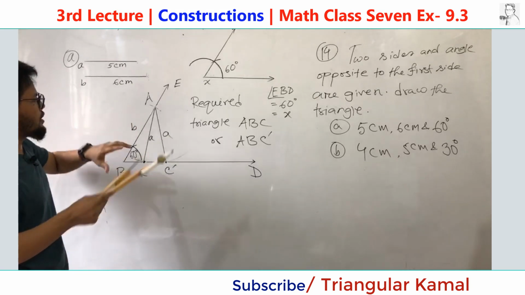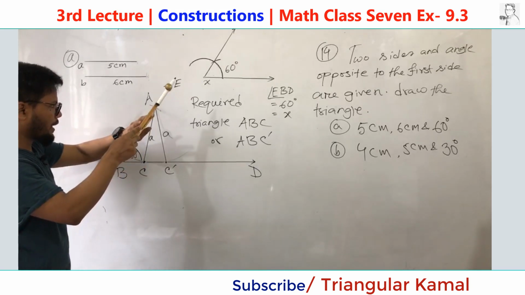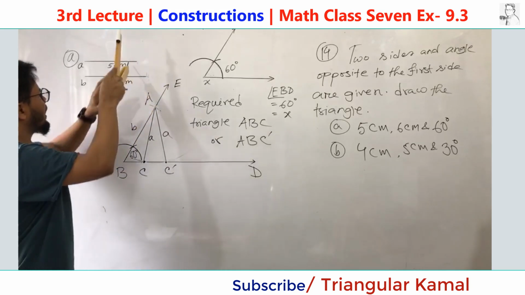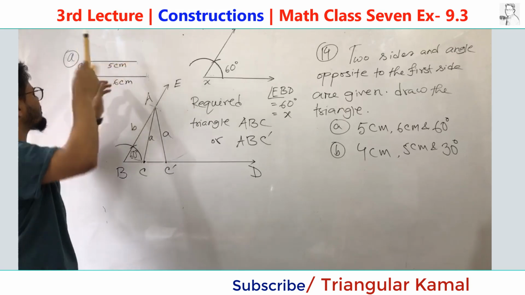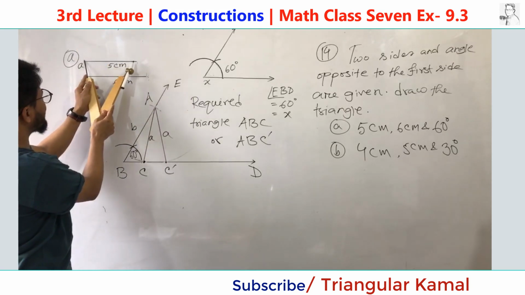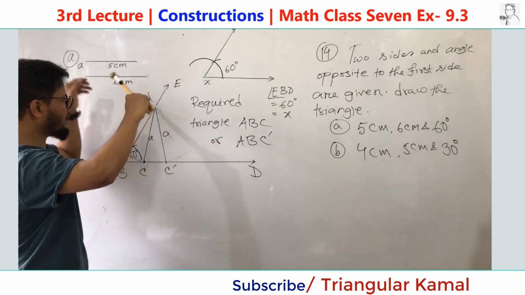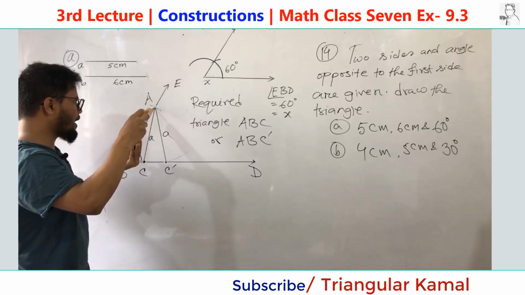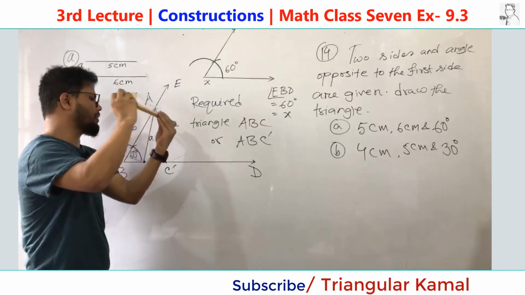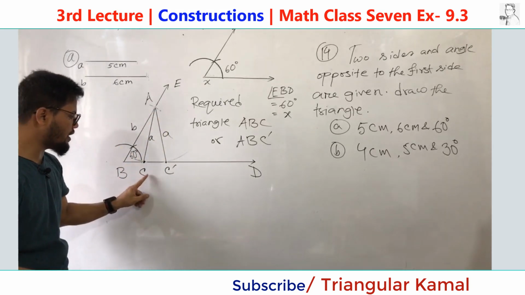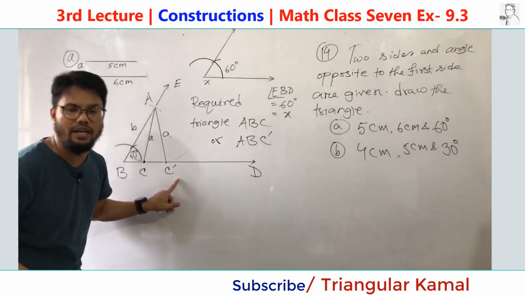Now taking A as center, attention, taking A as center and radius as 5 centimeters. This is the radius here. Taking A as center and radius 5 centimeter, draw an arc on the line BD. This arc intersects BD at 2 points. These are C and C prime.